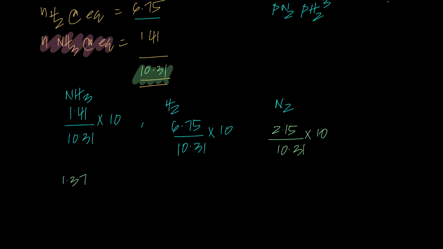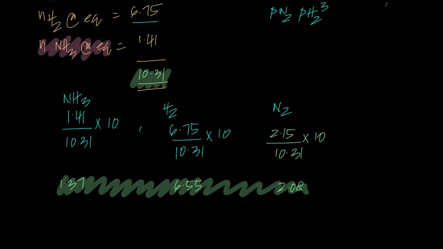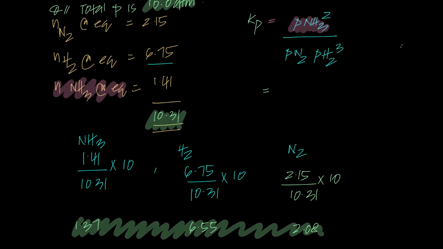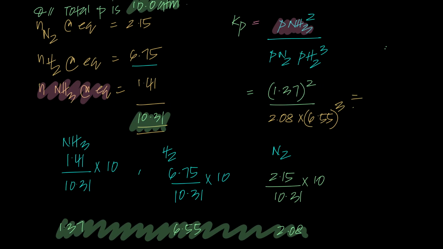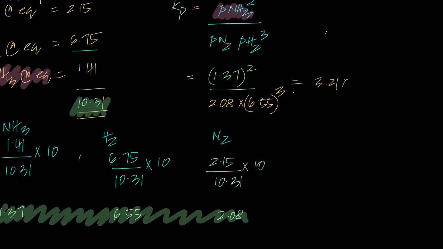1.37. Okay, I'm just going to round it off to 2 dp. 1.37. What do you get here for hydrogen? 6.55. Okay, 6.55. What do you get here? 2.08. Thank you. So these are now the partial pressures. And that's it. Once I have partial pressures, what do I do? Square it for ammonia. So 1.37 squared divided by partial pressure of nitrogen, 2.08, and partial pressure of hydrogen, 6.55, cubed. What do you get? 3.21 into 10 raised to the power minus 3.